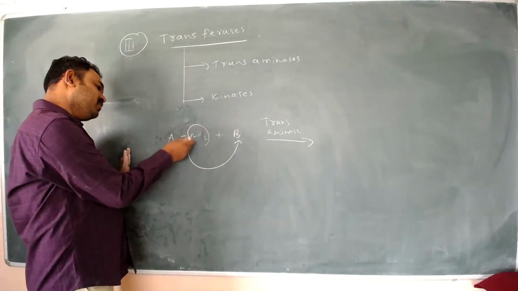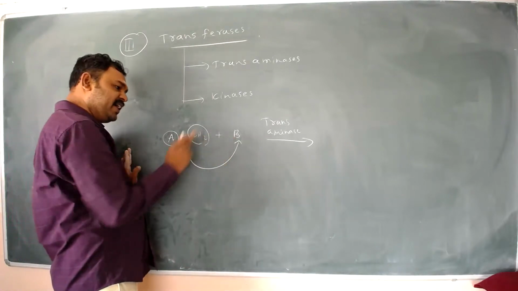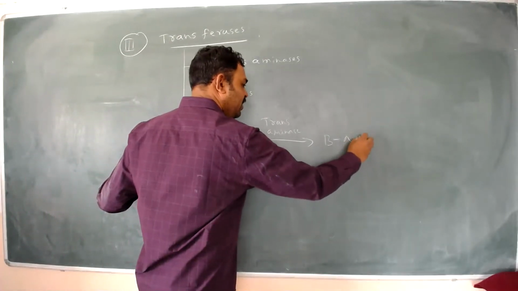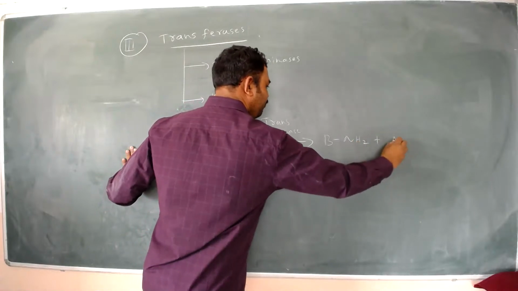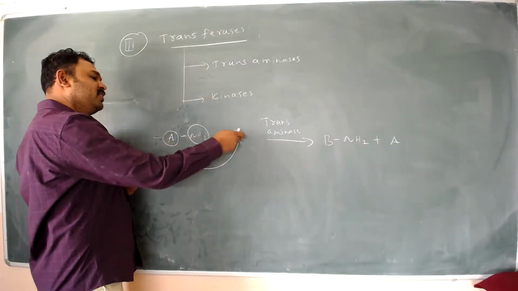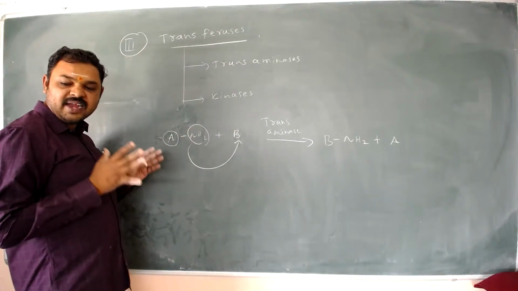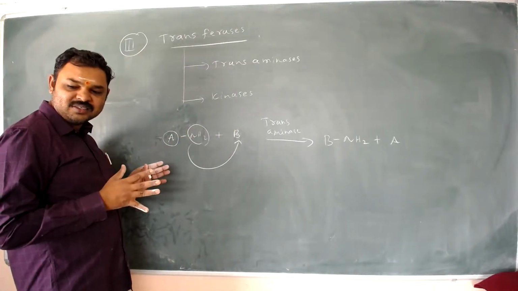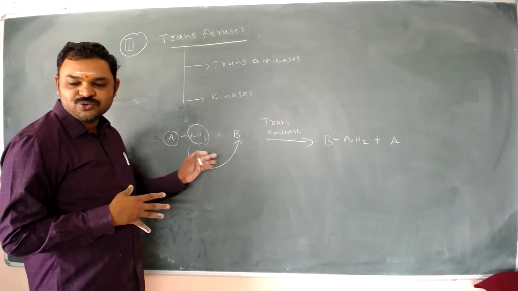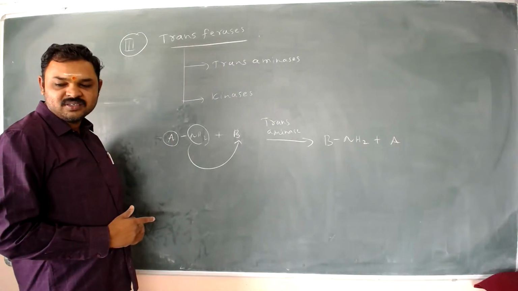Actually, the amine is on substance A, but it is added to B. By the action of the transaminase, B gets the amine group and A becomes free from amine. Otherwise, two amines are there and one amine is donated. Simply, transaminases are aminase enzymes. They can transfer an amine group from one substance to another substance. Such enzymes are called transaminases.